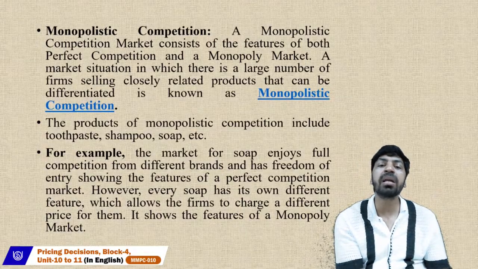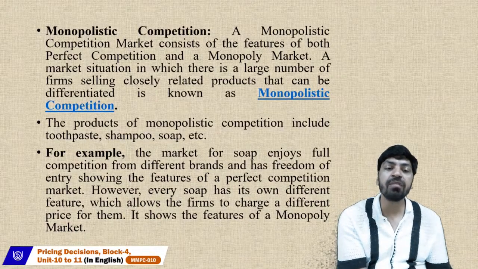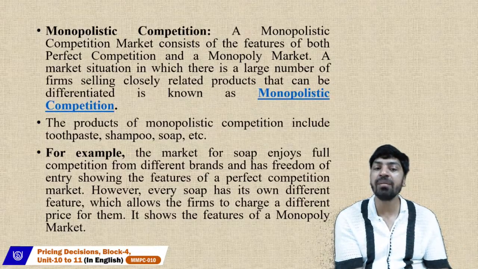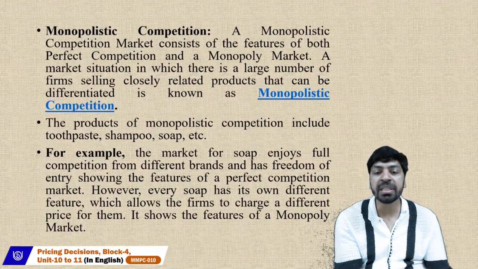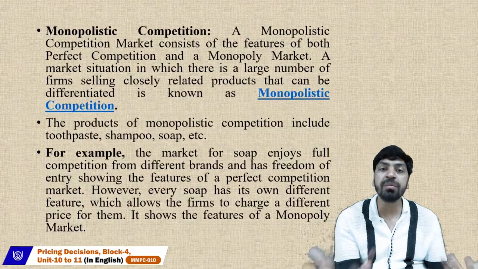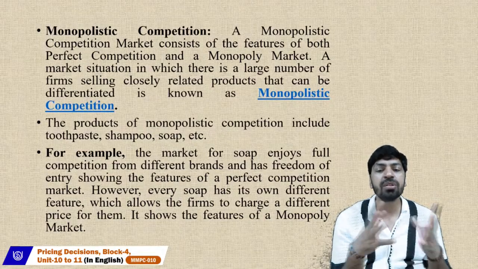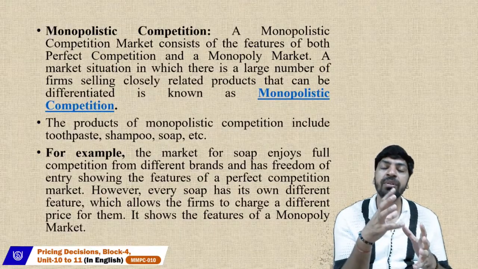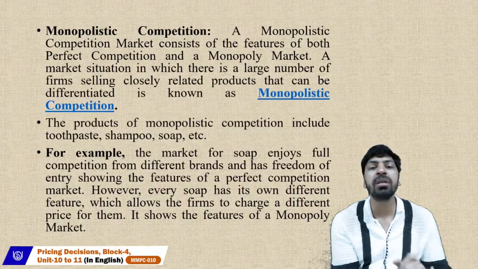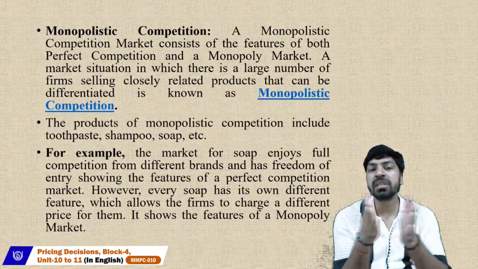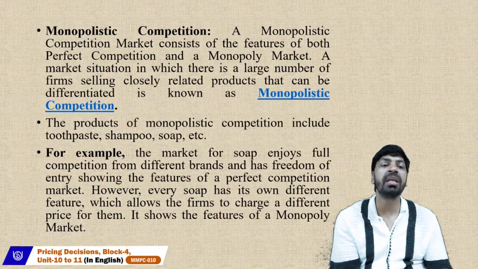So let's take an example. The market for soap enjoys full competition from different brands and has freedom of entry, showing the features of perfect competition and monopoly. Every soap has its own different features, shapes and quality, which always allow firms to charge different prices to different buyers. It also shows the features of the monopoly market, where price discrimination always exists and is charged to the buyers. So that's why a monopolistic market situation consists of features of both perfect competition and monopoly market.